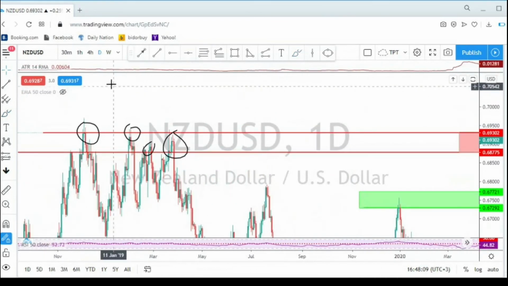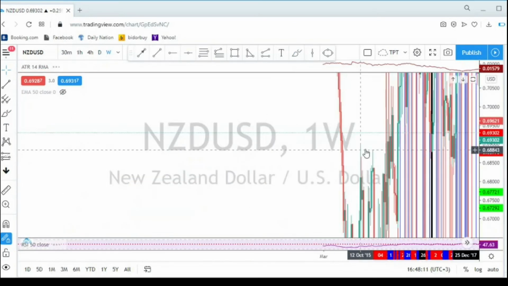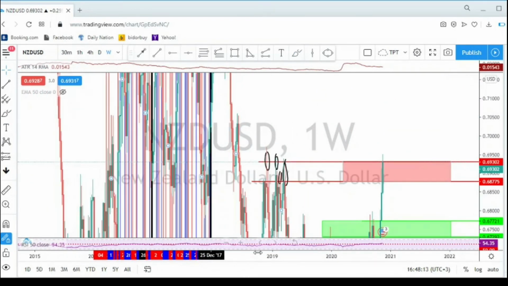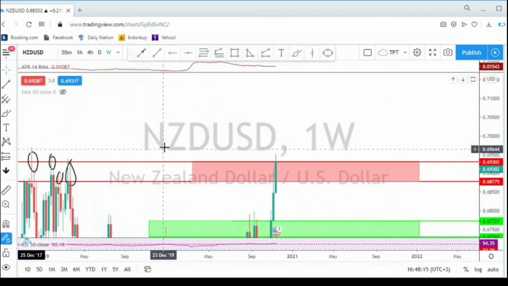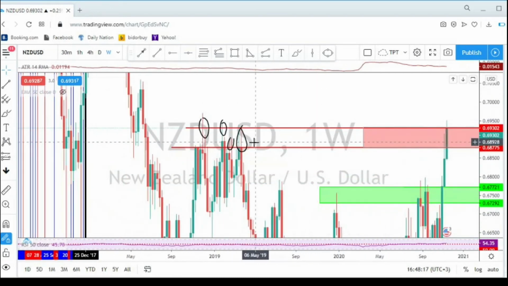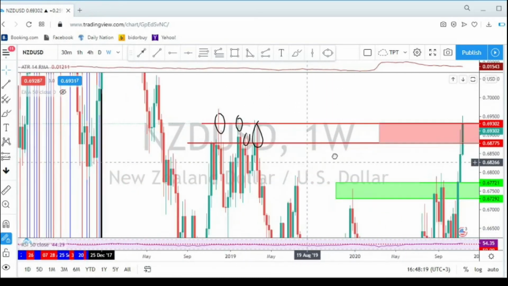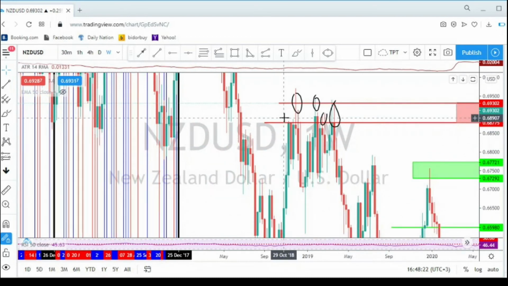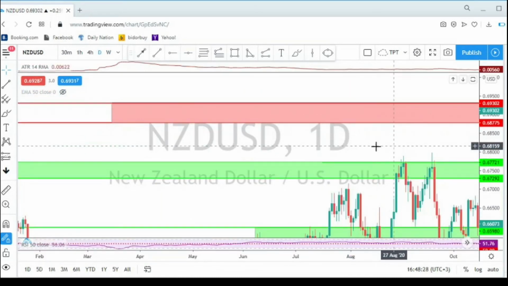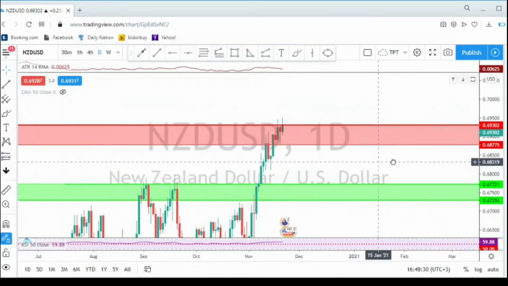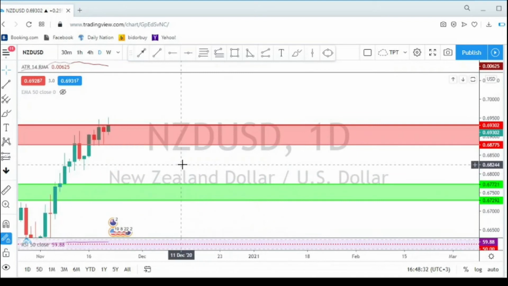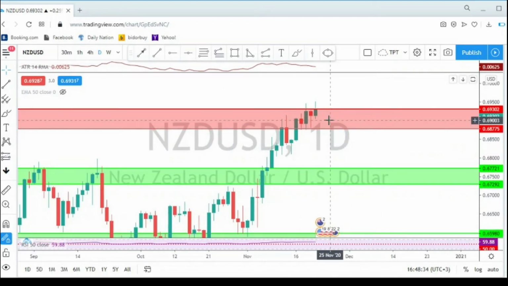And if we go to a weekly time frame, let's check this weekly time frame. This zone is also a weekly zone. It's a zone that was also respected on a weekly time frame, and this zone is also respected on a daily time frame. And currently the market is at this zone. So what do you think I'm looking for here?